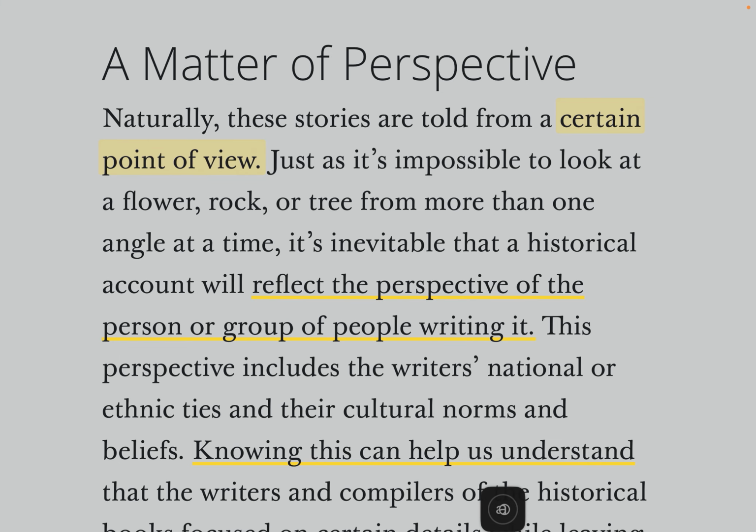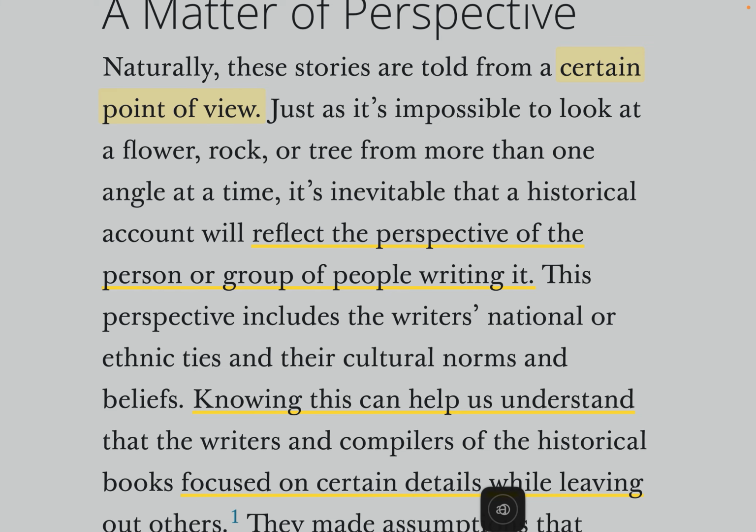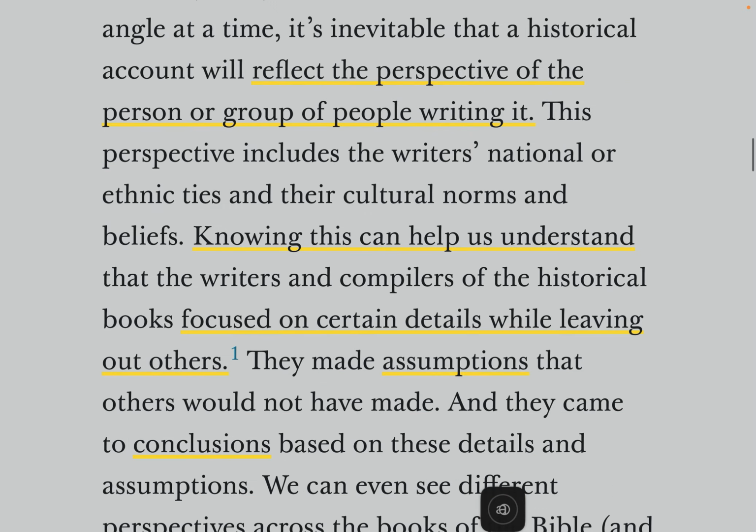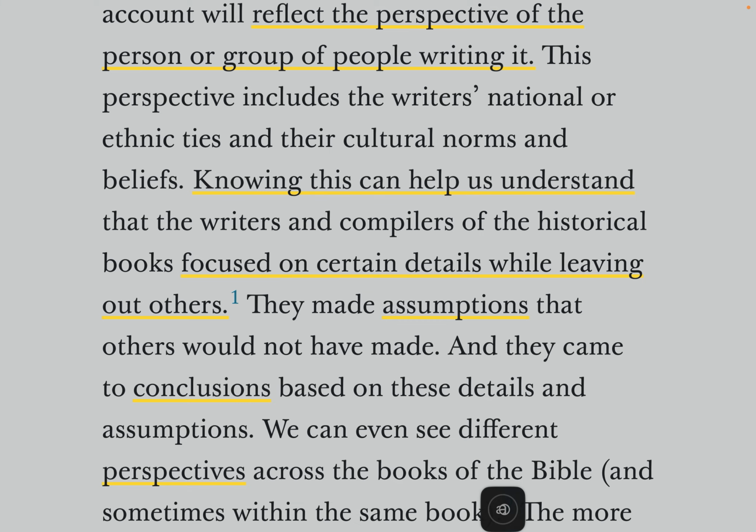Naturally, these stories are told from a certain point of view, just as it's impossible to look at a flower or rock or tree from more than one angle at a time. It is inevitable that a historical account will reflect the perspective of the person or group of people writing it. This perspective includes the writer's national or ethnic ties and their cultural norms. Knowing this can help us understand that the writers and compilers of the historical books focus on certain details while leaving out others. That is true today.